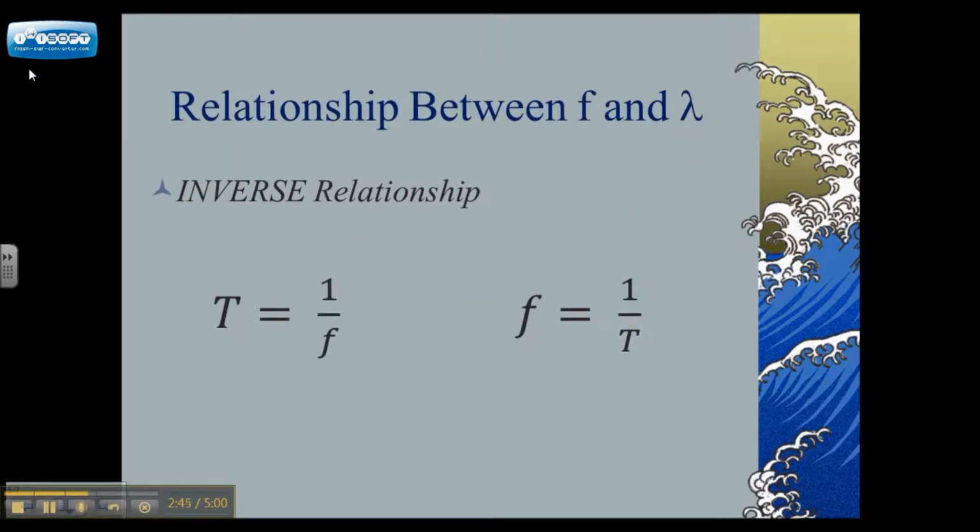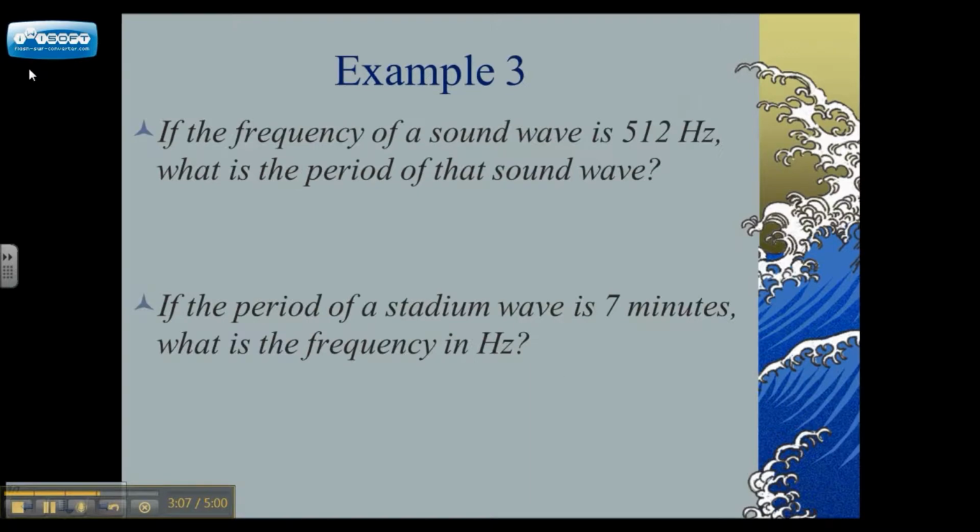Now the relationship between frequency, and that should be period, not lambda, should be period. So the relationship between frequency and period is an inverse relationship, which means it's 1 over. And so you'll see that period is 1 over frequency, and frequency is 1 over period. So now let's use those in a couple of examples.